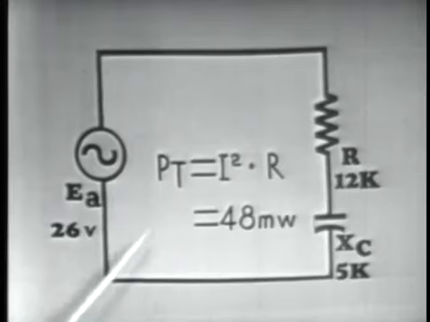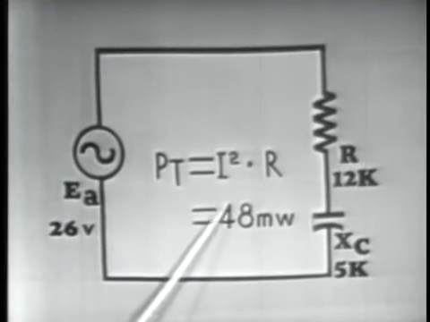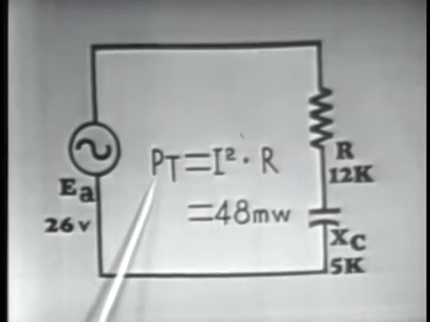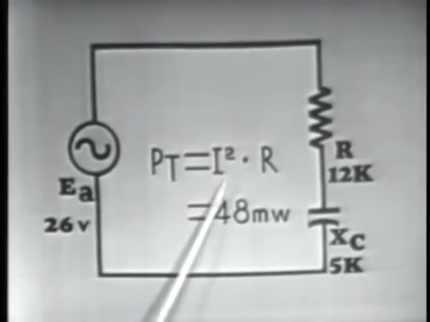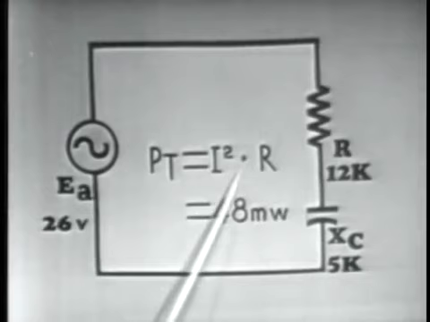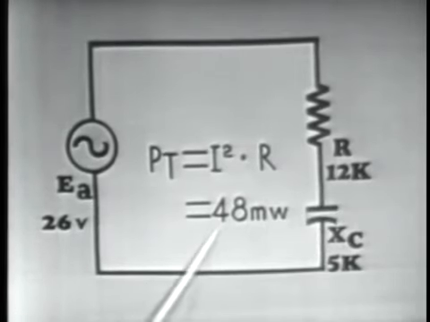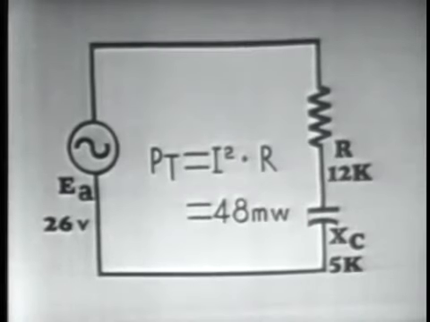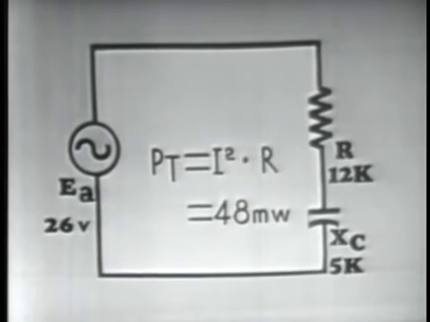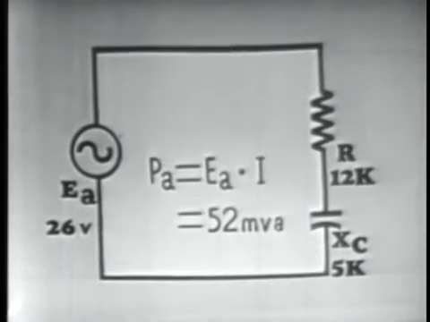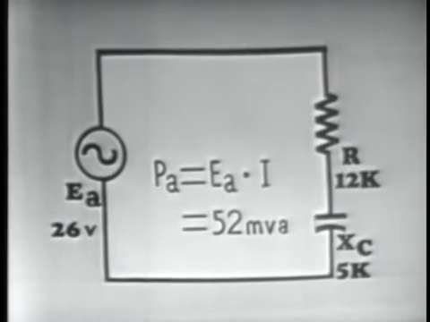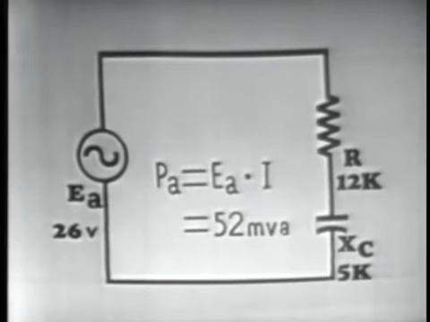With this, we can solve for true power dissipated in our circuit, substituting into one of our familiar power formulas. Power is equal to I squared R. 2 milliamperes squared times 12 k ohms would be equal to 48 milliwatts of power dissipated by resistor R. However, the apparent power is equal to the 2 milliamperes times the 26 volts, which would be equal to 52 millivolt amperes.